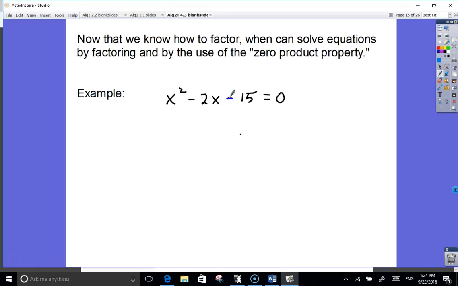So let's write this, instead of being in standard form, let's write it in a factored form. And let's see, what are the factors of negative 15 that add up to negative 2? Well, one's positive and one's negative, right? X minus 5 times x plus 3 equals 0.